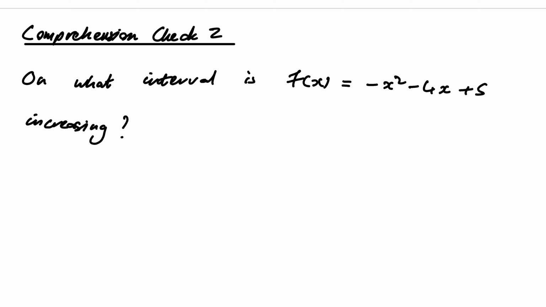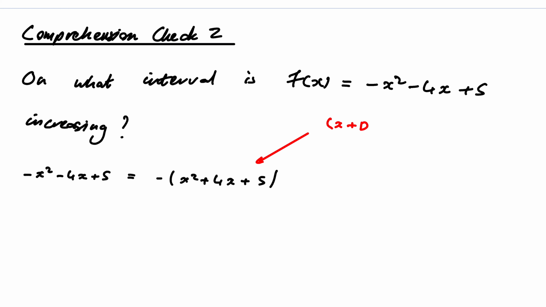So again, we want to put this in the format given by vertex notation. We're going to take minus x squared minus 4x plus 5. Let's take the minus 1 out the front. So minus, okay, x squared plus 4x plus 5. So now this guy in here has to be put in the form, as always, x plus d, all squared plus k.